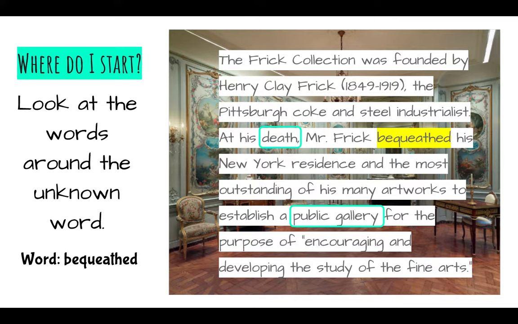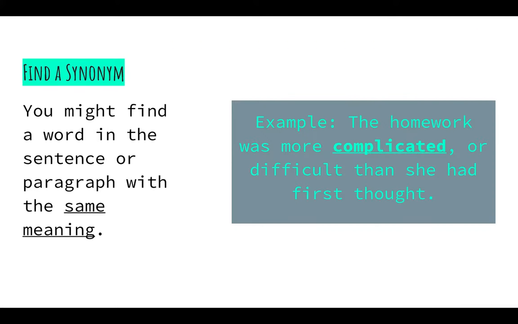We're now going to talk about some strategies that you can use to help you figure out the definitions to a word. These are called context clues. We'll come back to our example. The first thing you can do is find a synonym. You might find a word in the sentence or paragraph with the same meaning.